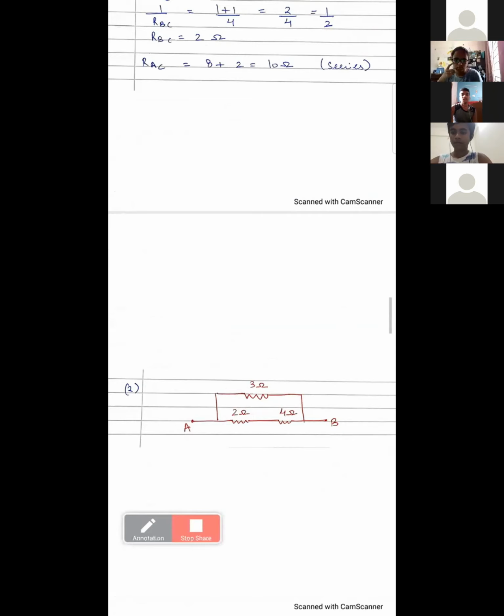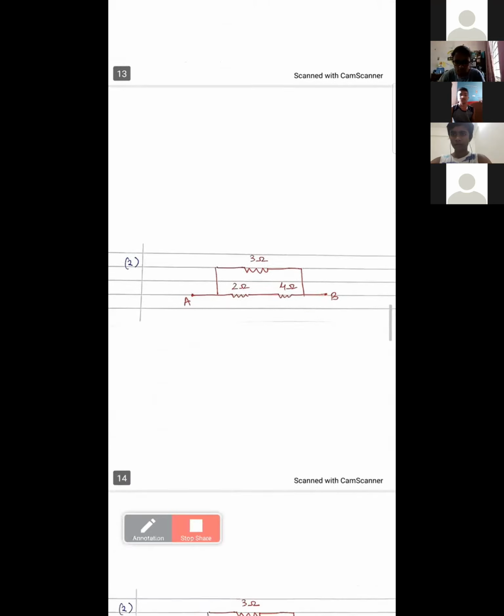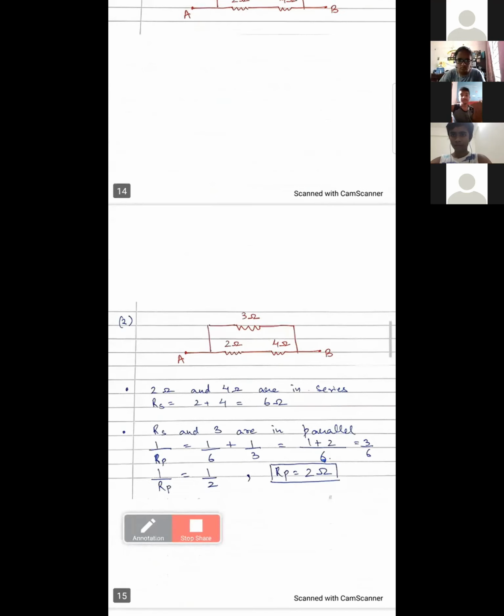The answer is 2 ohms. You can see 4 and 2 are in series. So first I add them up. It comes out to be 6 ohms. And 6 and 3 are in parallel. So 1 by 6 plus 1 by 3. 6 as LCM comes out to be 3 by 6. RP is 2 ohms.